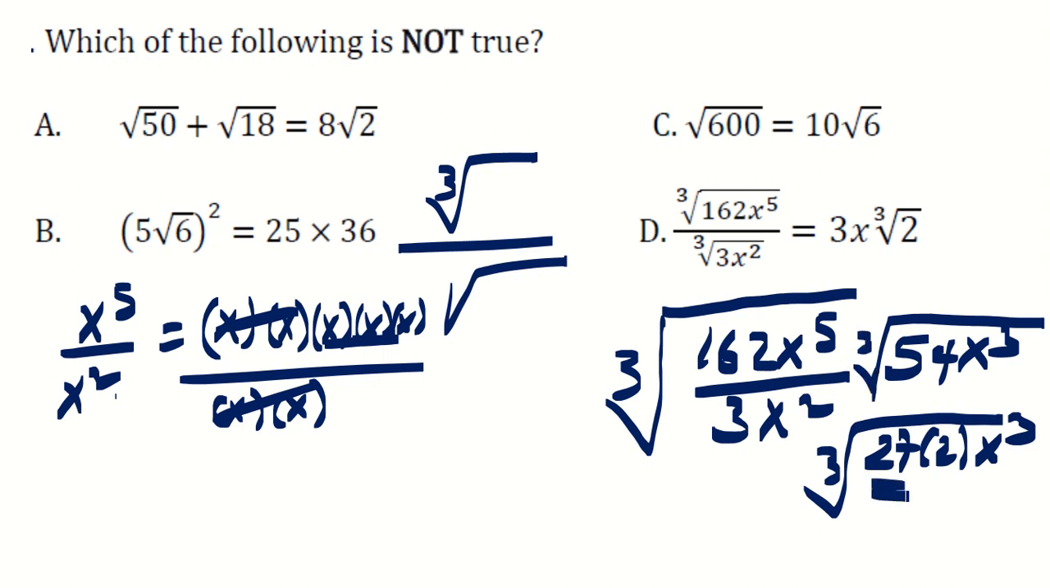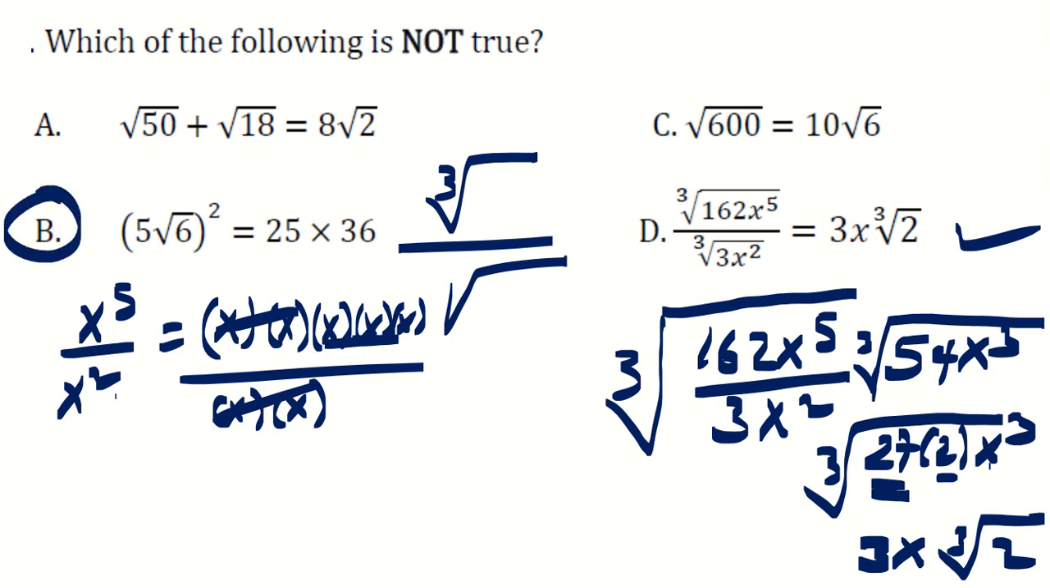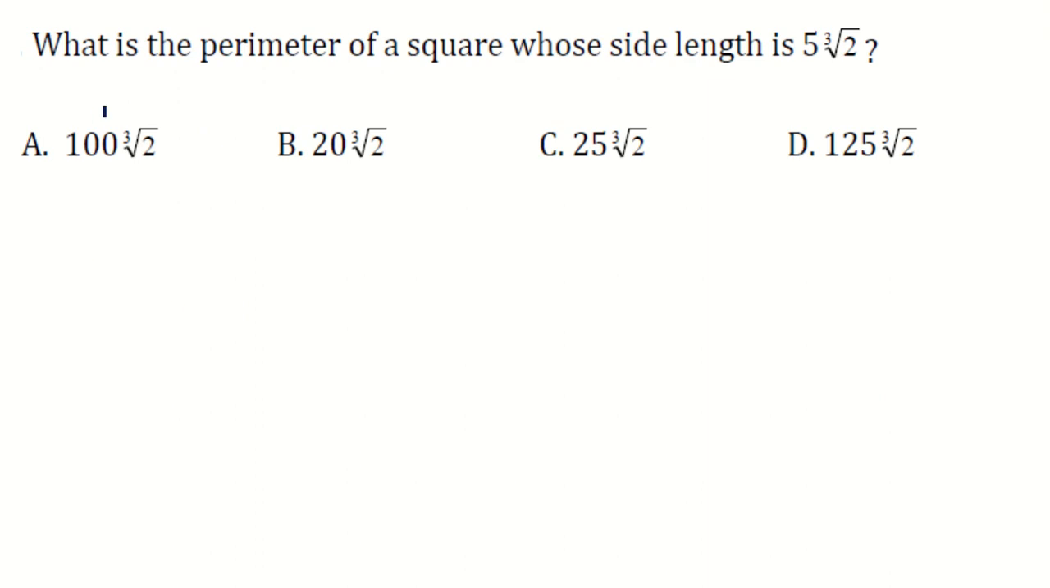Then 27 from the cube root is 3, and x cubed from the cube root will be x. What is left in the cube root? Just 2 left. So the answer is correct. D is also correct. So which one is wrong? B is not correct. Not true.